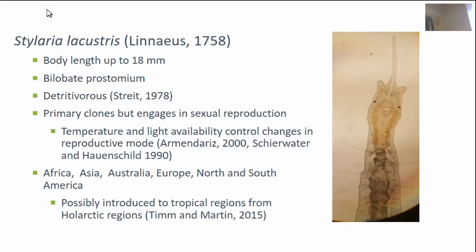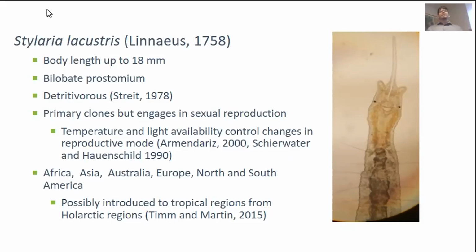But people have been able to force these organisms to change their reproductive structure. Temperature and light availability have been shown to control changes in the reproductive mode, but there's some disagreement between the two over which is probably more right. And then these organisms are found on every single continent except Antarctica. I would be surprised if they were found in Antarctica.